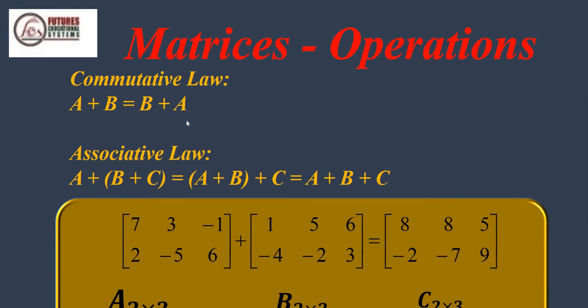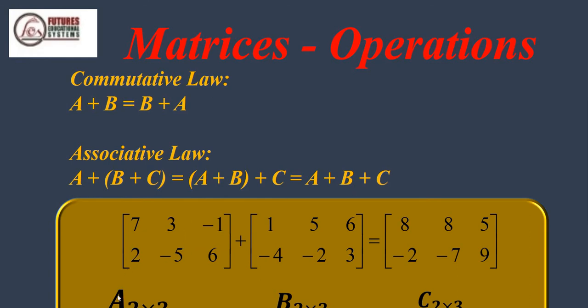Associative property or associative law. If we have three matrices A, B, and C, we add B and C first, then we add A to the result. The value is the same if we add A plus B and then add the result to C, or add A plus B plus C.